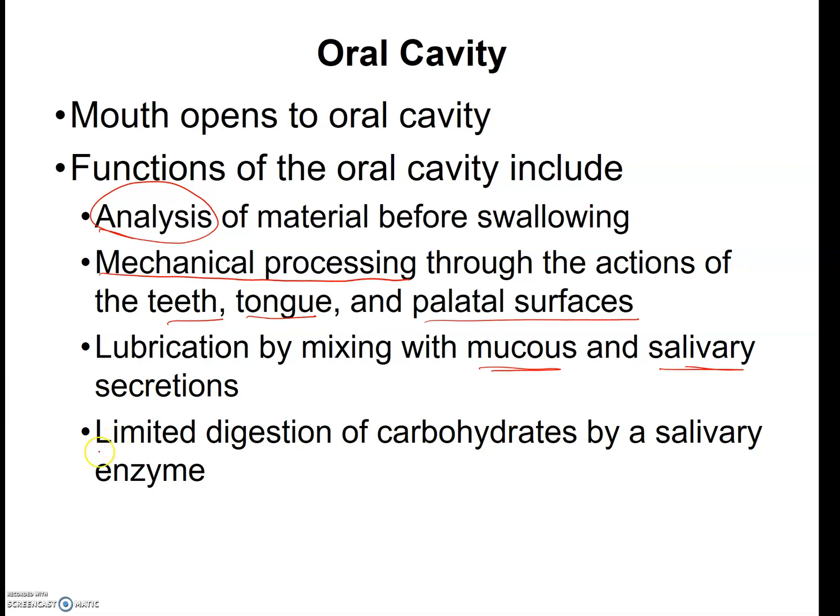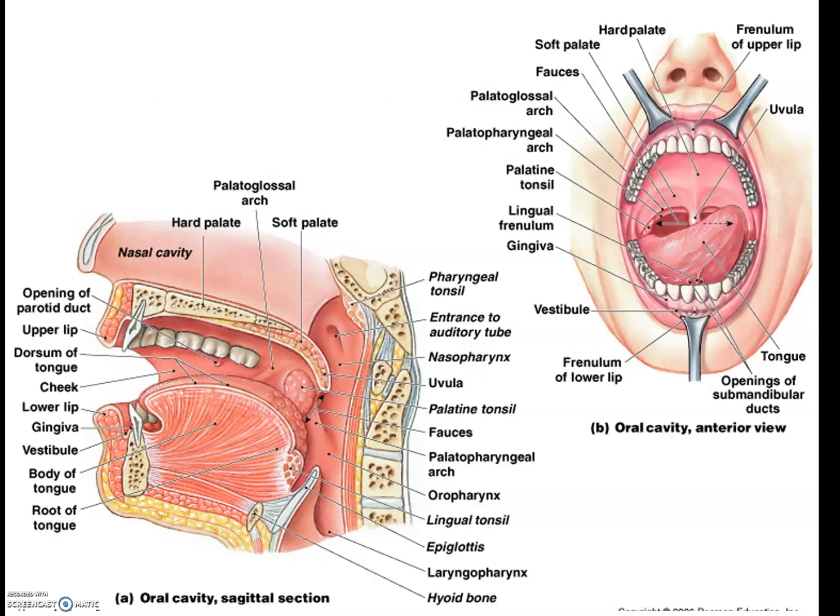There is limited digestion via salivary amylase, or salivary enzyme. Salivary amylase digests carbohydrates. So basically, digestion starts in the mouth. The mouth itself has a whole lot of interesting things in it.